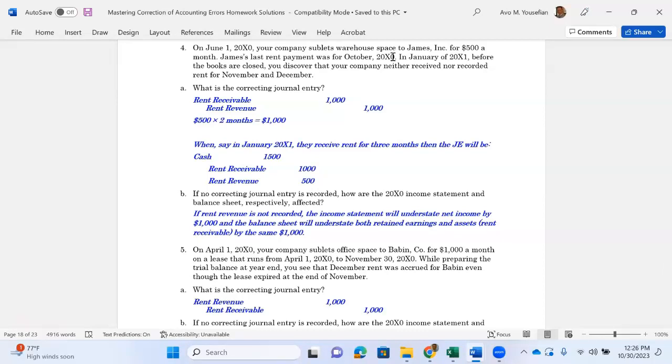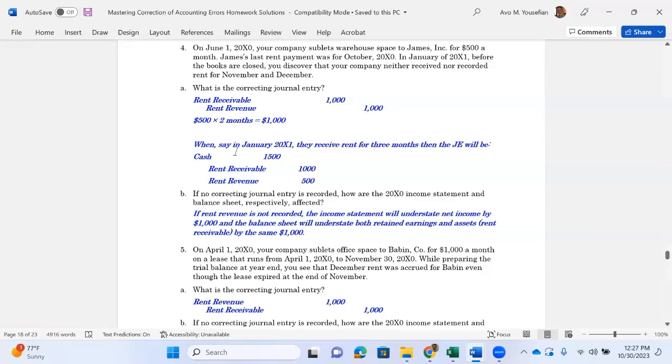In January of 2021, before the books are closed, you discover that your company neither received nor recorded rent for November and December. So for 2 months, we never received rent, we never recorded anything, and we need to record that, right? So 2 months is $1,000, right? Rent receivable should be recognized for $1,000. That's an increase in asset. And rent revenue will be credited for $1,000. That's an increase for revenue.